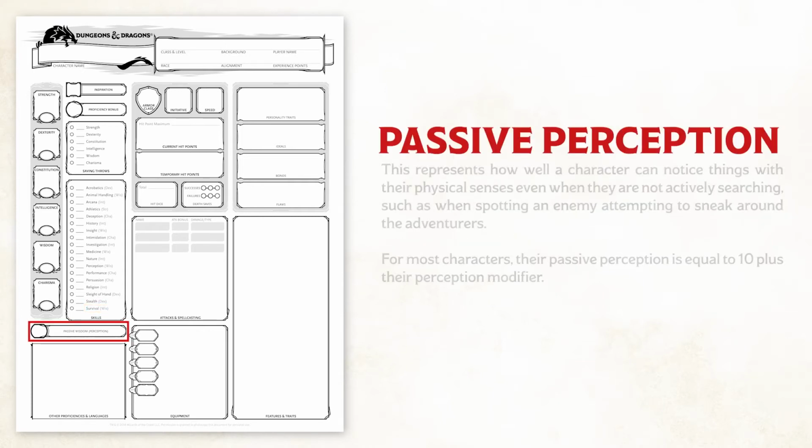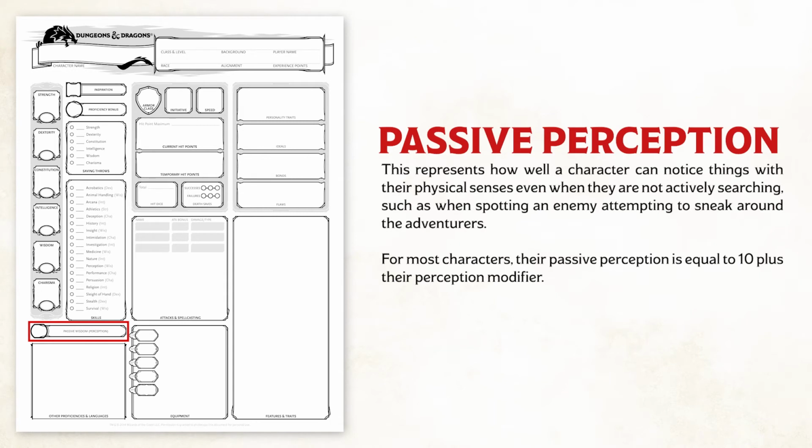Passive perception. This represents how well a character can notice things with their physical senses even when they are not actively searching, such as when spotting an enemy attempting to sneak around the adventurers. For most characters, their passive perception is equal to 10 plus their perception modifier.